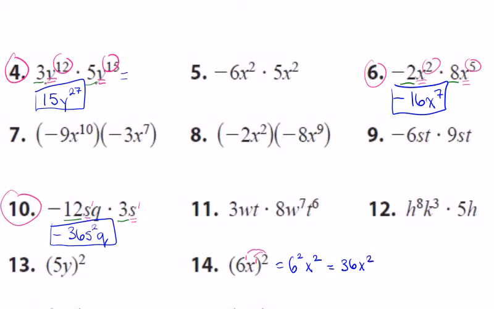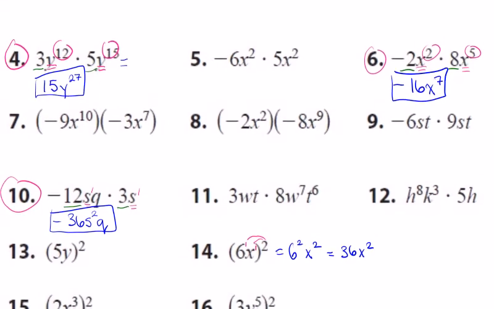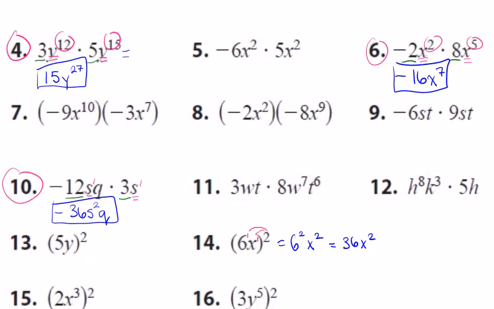Another way that we could have done that is just multiplied, and you don't have to do both of these, of course, but you could also multiply 6x by 6x, and then 6 times 6 is 36, x times x is x squared, right? So either way, we get 36x squared.